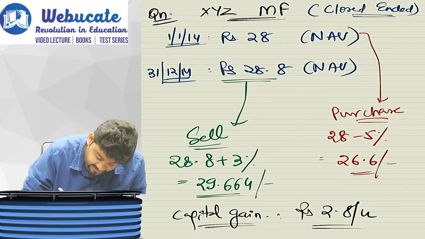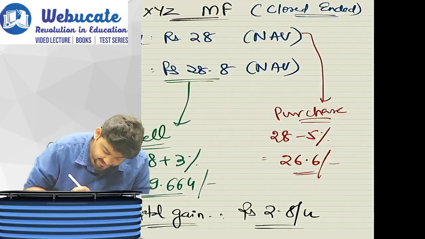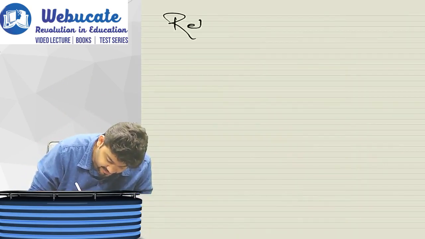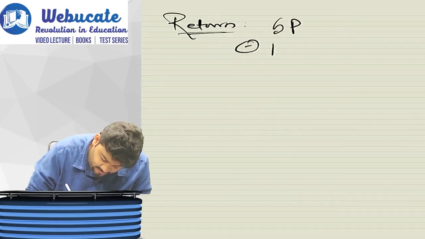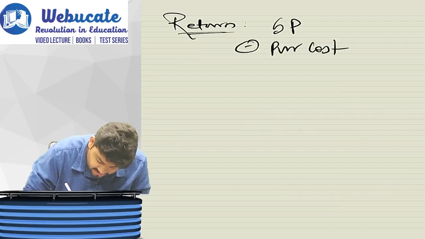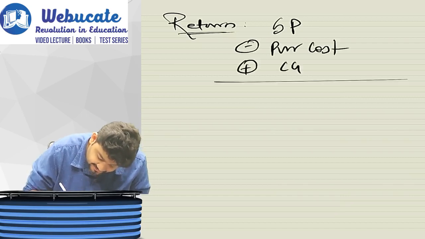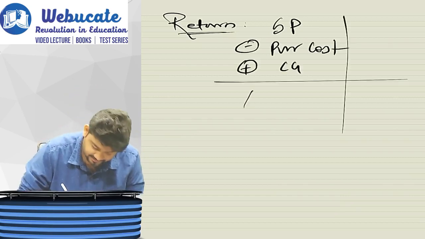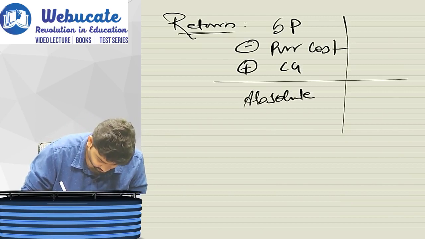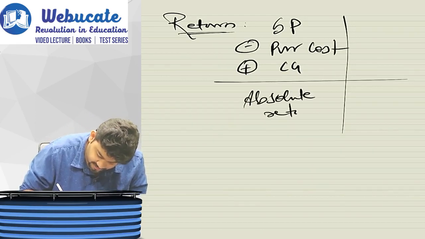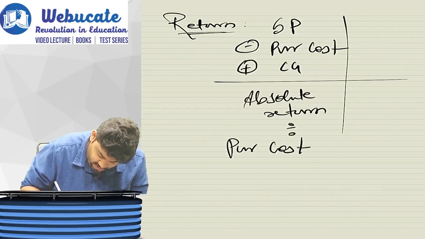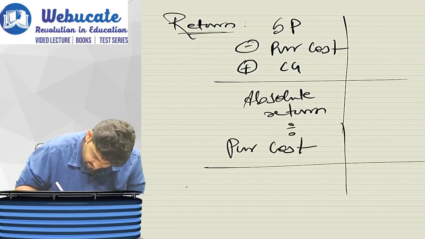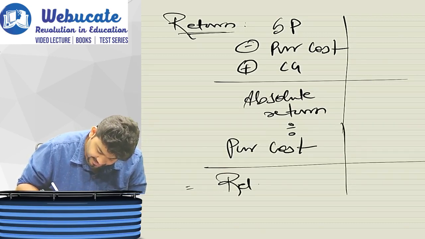We have to calculate the return. Return will have two ways: one is absolute return, another is percentage. Selling price minus purchase cost plus capital gain will give you absolute return. When you divide this by purchase cost, you will get relative return.